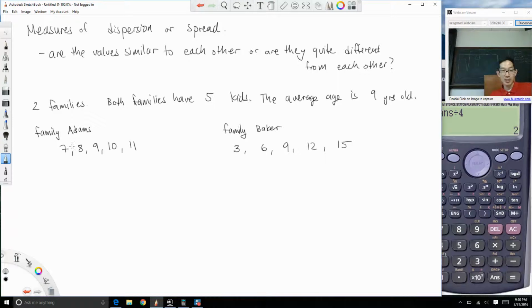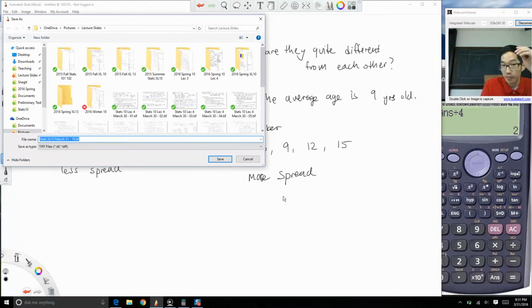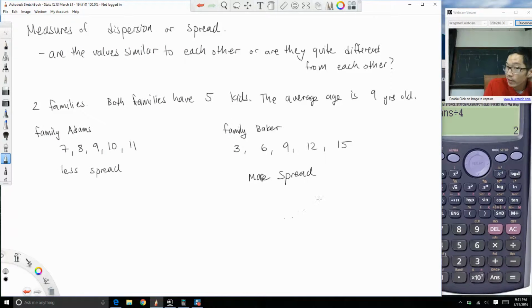So, all of these kids are very, very close to each other in age range. Over here, there's much more spread. This is a very simple example where we can clearly see that there's more spread here, and over here we have less spread. And so we can give numbers to the values of spread.